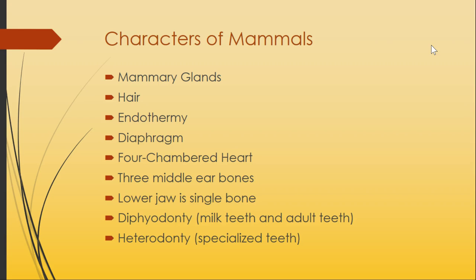You have three middle ear bones. Your lower jaw is a single bone, unlike deer, for instance. We have diphyodonty, which is we have baby teeth and adult teeth. And we also have heterodonty, which means that we have specialized teeth. And we will talk about both of these things when we start talking about skulls later.